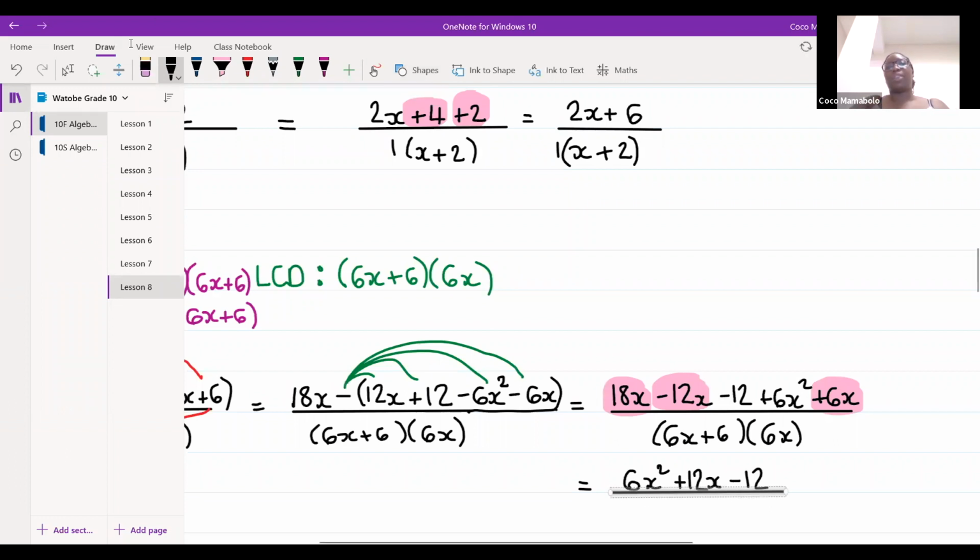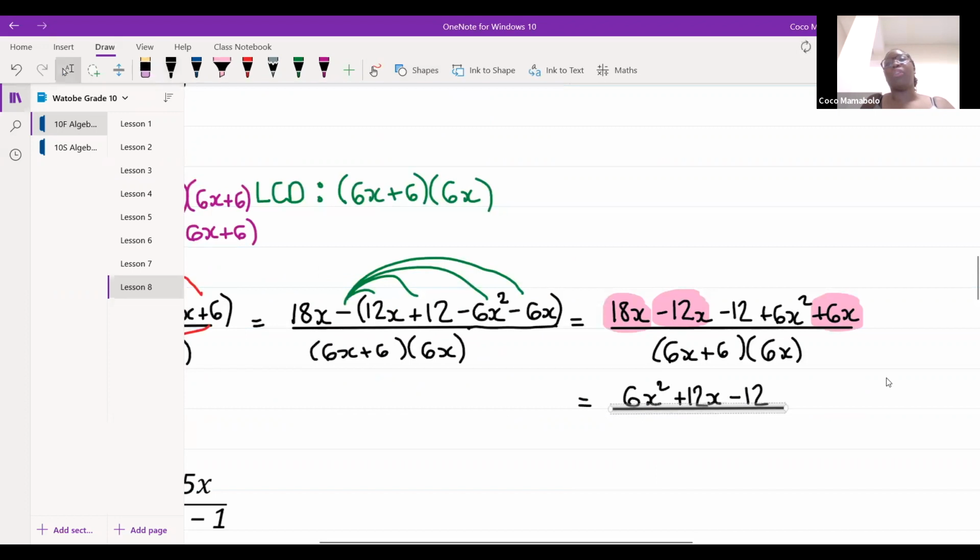Which is, and for the sake of this question, I'm going to put 6x first, and then I'm going to write 6x plus 6. Okay. K says negative 12x minus 6. Not quite. I think we may have missed it a little bit somewhere.